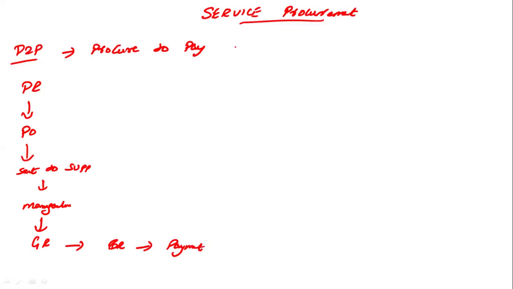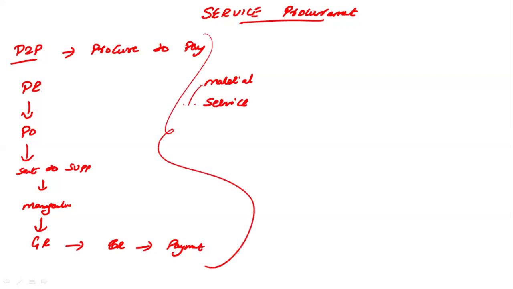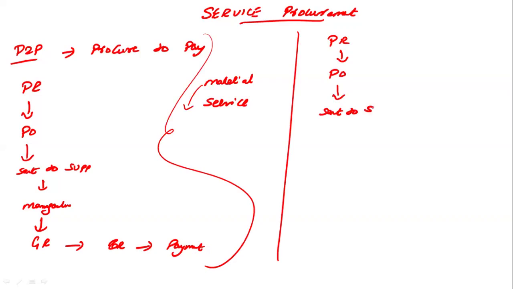Now I'm dividing the procure to pay cycle into two categories. One is material, one is service. This process is completely dedicated to material. Now, from the perspective of service, you raise a purchase requisition. This purchase requisition is converted to a purchase order. This is sent to the supplier. But the supplier will not manufacture here. The supplier will directly come to your warehouse. He will come to your warehouse.